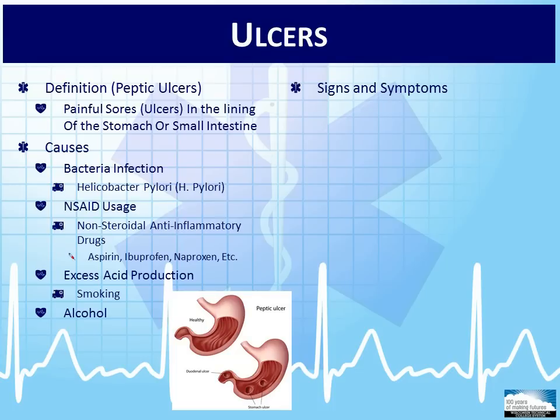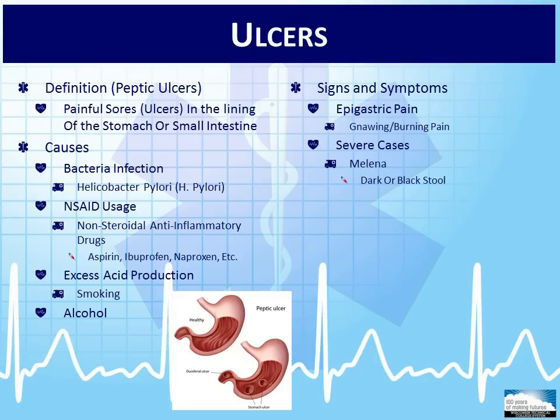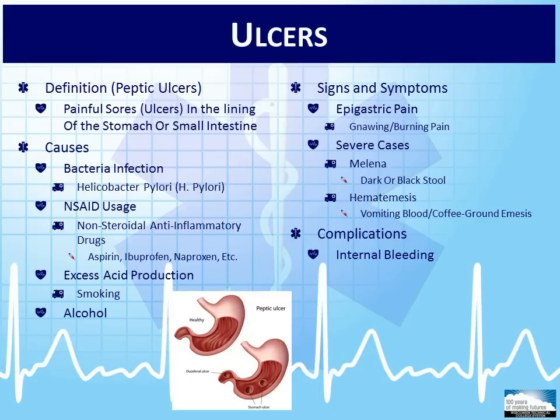Signs and symptoms commonly include epigastric pain described as a gnawing or burning, melena, dark or tarry stool, hematemesis, vomiting blood, and coffee ground emesis. Complications may include internal bleeding, obstruction or perforation of the stomach or intestines, and peritonitis.